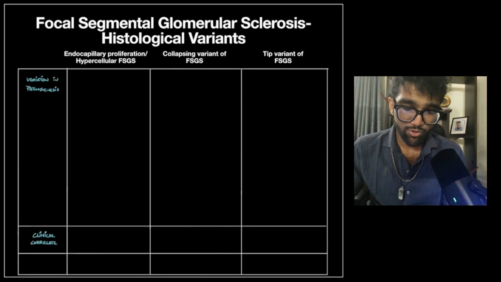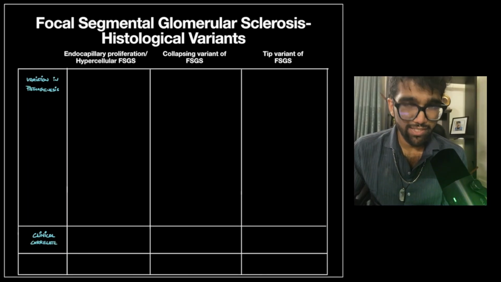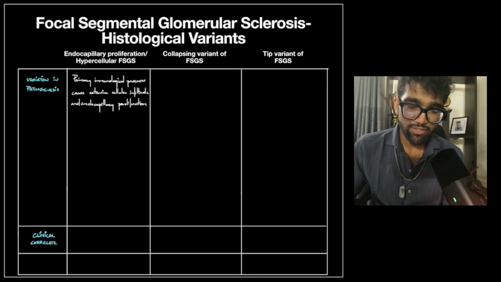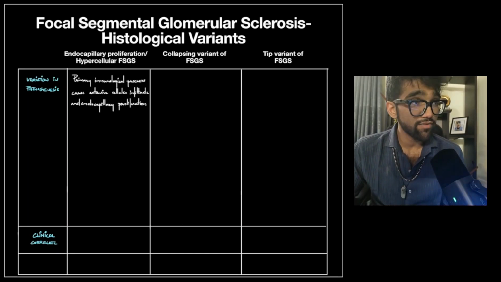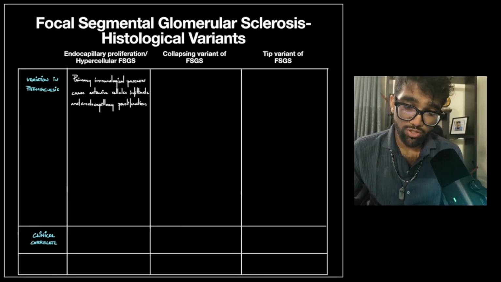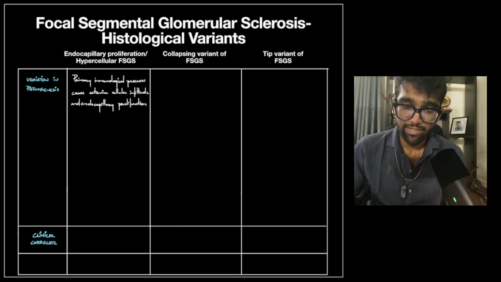They're basically the endocapillary variant, the collapsing variant, and the tip variant. There's also a hilar variant, which is the same as FSGS, not otherwise specified. Now, the variation in pathogenesis in endocapillary and hypercellular FSGS is that it is secondary to an immunological process. So there is an immunological cell infiltrate resulting in increased cellularity in the glomerulus.